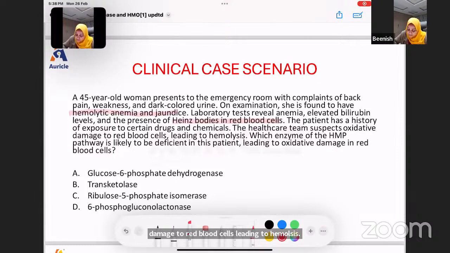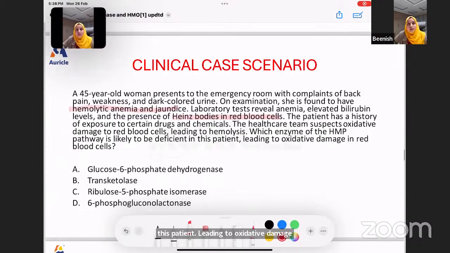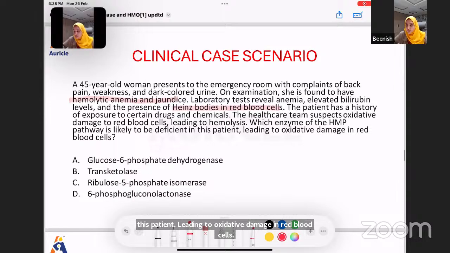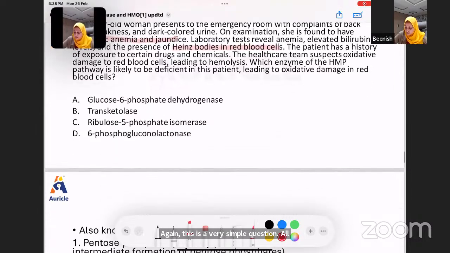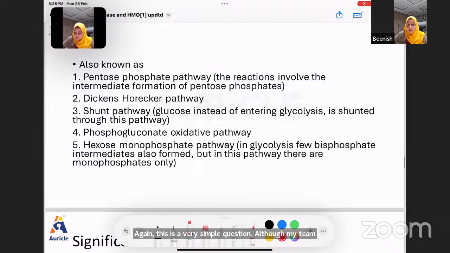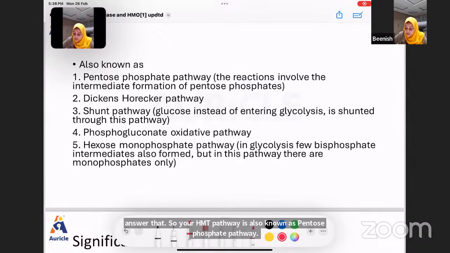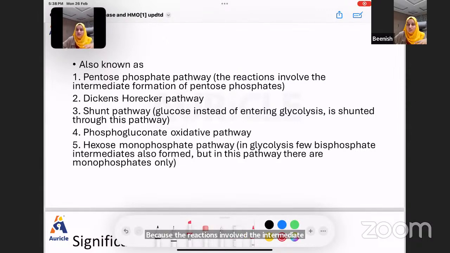Which enzyme of HMP pathway is likely to be deficient in this patient, leading to oxidative damage in red blood cells? Again, this is a very simple question, although it might seem a little lengthy, but let's study HMP pathway and then it will be easier for you to answer that. Your HMP pathway is also known as pentose phosphate pathway because the reactions involve the intermediate formation of pentose phosphates. As we study, you will see that the intermediates formed are pentose phosphates.